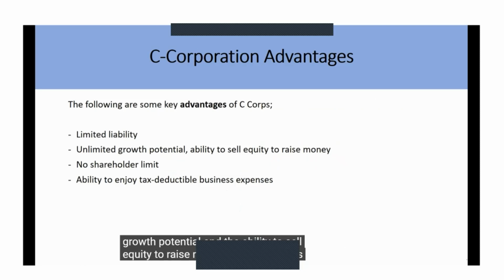raise money, and that's why most public companies are C Corps. There's no shareholder limit, so there's no limit on the amount of shares that can be sold to the number of people, and you have the ability to enjoy tax-deductible business expenses.